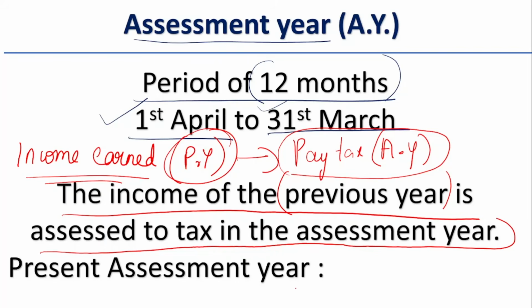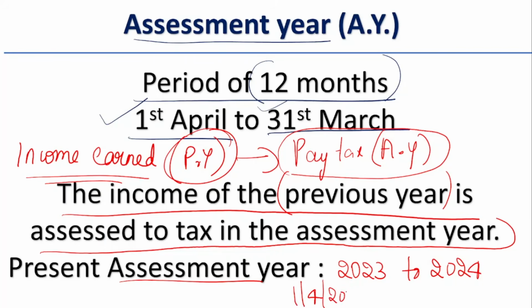Now which is our current assessment year? Can anybody answer? You can put the answer in the comment box. Which is the present assessment year? Yes, our present assessment year is 2023 to 24. Means our current assessment year starts from 1st April 2023 and ends at 31st March 2024. So this is the assessment year. Just remember this one diagram. Whatever the income we have earned in the previous year, we will pay the tax in the assessment year.